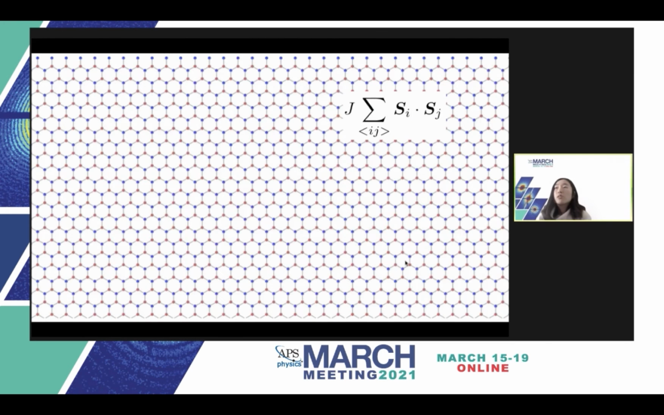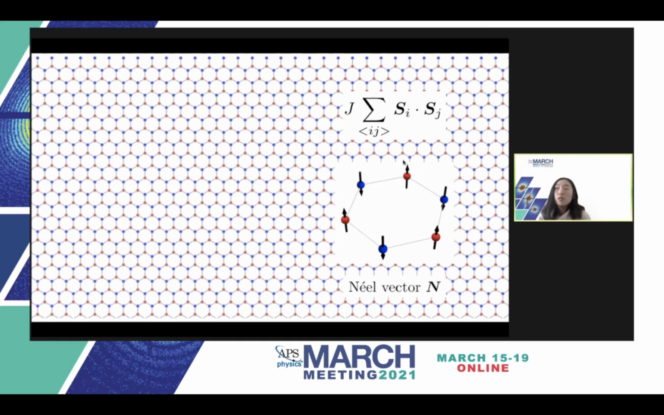To gain some intuition, let's start by considering a single layer of honeycomb lattice with antiferromagnetic nearest neighbor Heisenberg interaction. Since honeycomb is a bipartite lattice, it's easy to see that the system will have Néel order, namely the spins in one sublattice pointing in one direction while the spins in the other sublattice pointing in the opposite direction. The order parameter will be the Néel vector n.